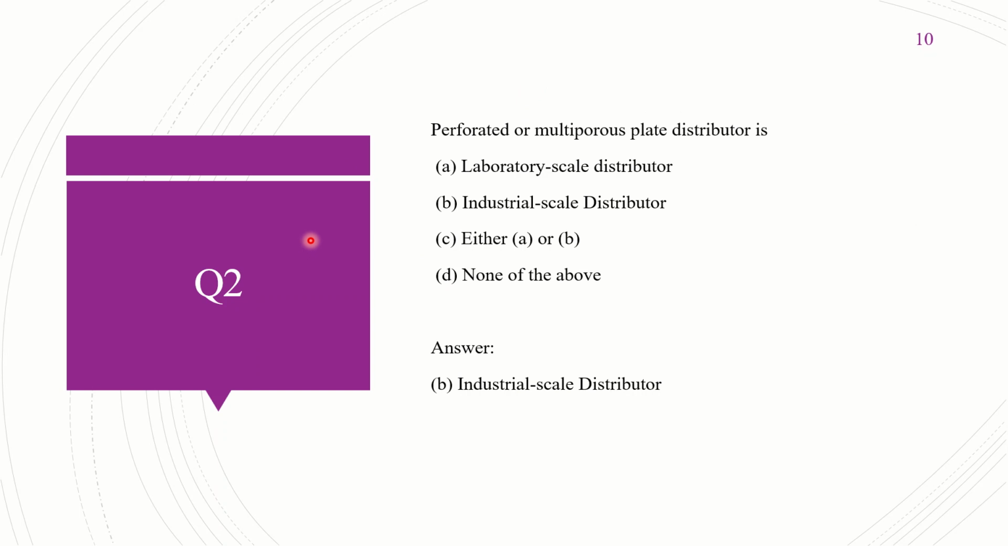In question 2, it is given that the perforated or multiporous plate distributor is a laboratory scale distributor, an industrial scale distributor, either A or B, and option D, none of the above. So what is a perforated multiporous plate distributor? Where do we use it? We saw in the previous slides that there we have perforations in the gas distribution system, and there we have laboratory scale. It can also be used in the industrial scale setup.